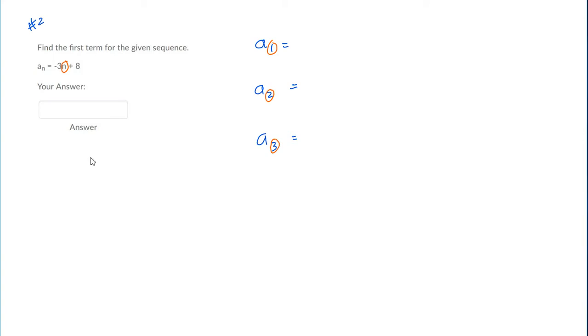They just want to know what a1 is going to be, so it should be pretty easy based on what we did before. I'll tell you what, I'll just do a4 for you. So a4 in this case would be negative 3 times the n value of 4, plus 8, right? Which would be negative 12 plus 8, which is negative 4. They're asking you for the first term, so based on what we just did here and what we did on problem number 1, you should be able to easily get this answer. Okay, all right, cool.